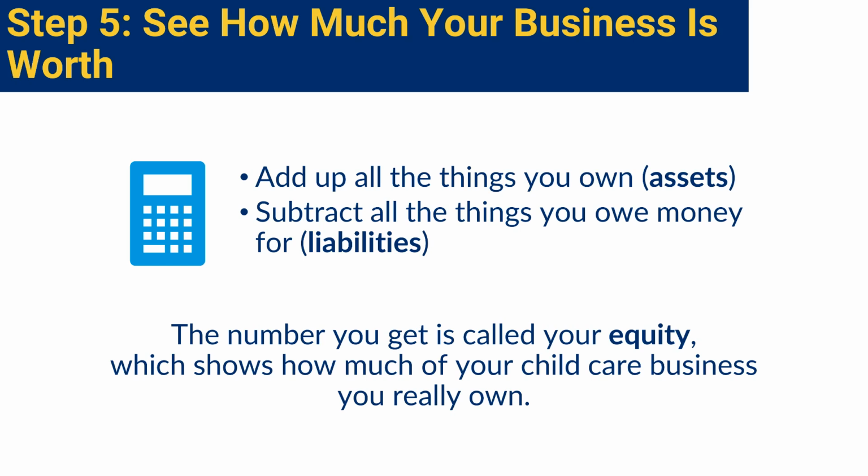Step 5. See how much your business is worth. Add up all the things you own, your assets, like cash, what parents owe you, and the value of your toys and furniture. Then subtract all the things you owe money for, your liabilities, like bills and loans. The number you get is called your equity, which shows how much of your child care business you really own.